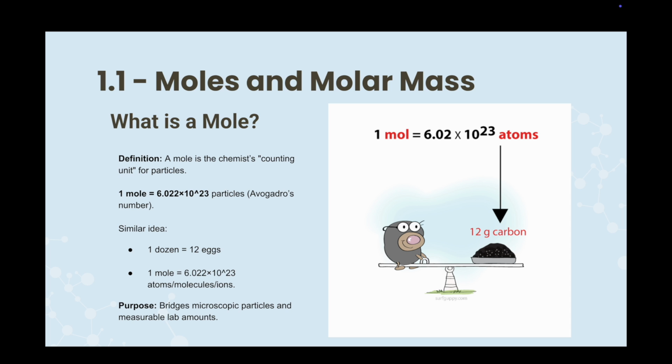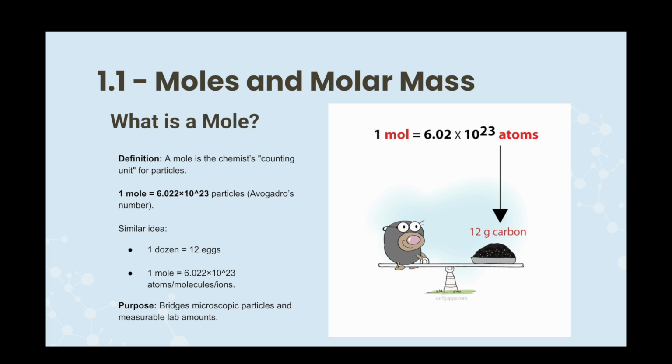1 mole equals exactly 6.022 times 10 to the power 23 particles, and this number is called Avogadro's number. Whether we're talking about atoms of gold, molecules of water, or ions of salt, 1 mole always means the same thing, 6.022 times 10 to the power 23 of them. Think of the mole as the chemist's super dozen. It helps us count things that are too small and too numerous to count individually.